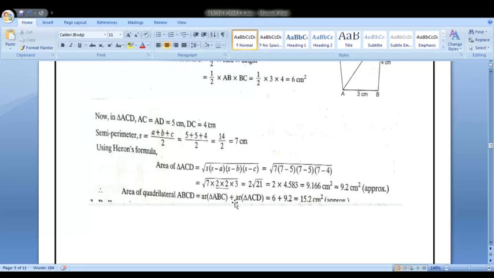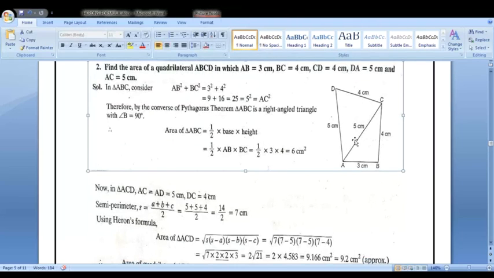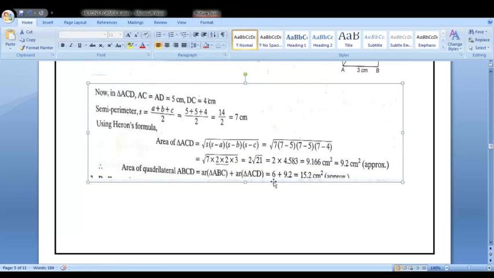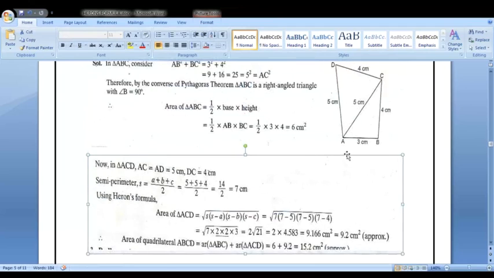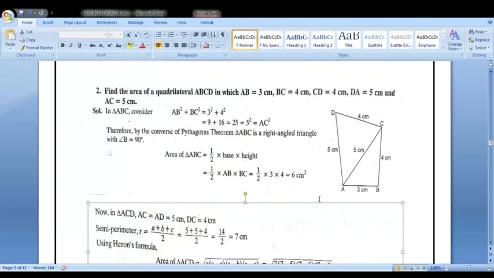Now what is the area of quadrilateral ABCD in the end? It is the area of this triangle plus the area of this triangle. Here you are adding both the triangles, and you get the approximate area of this quadrilateral ABCD as 15.2 centimeter square. So this is how we finish our question number 2.